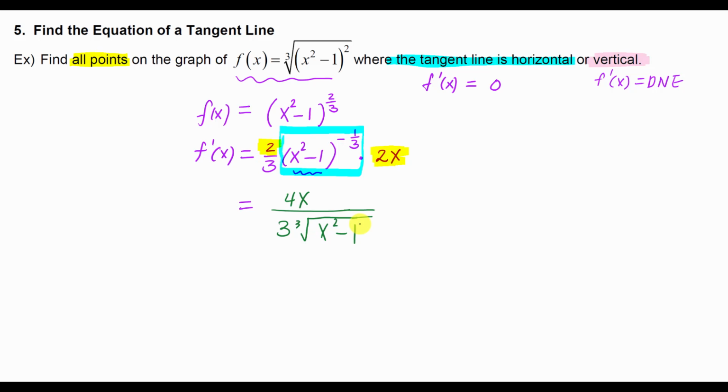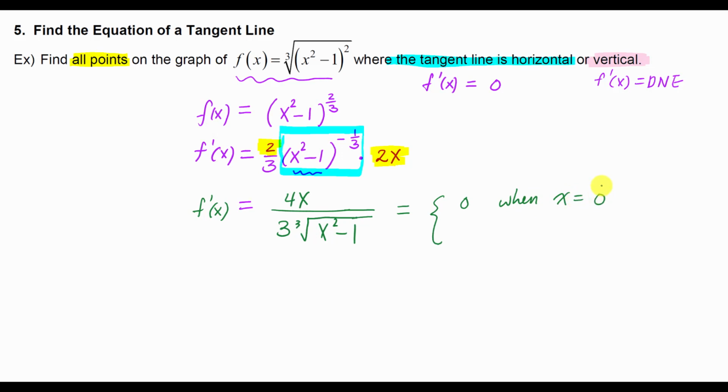And you just found your derivative function. So now look at it. This is your f prime of x. And when is this f prime of x equal 0? This is a rational expression. Any rational expression is 0 when the numerator is 0. So this numerator is 0 when x is 0. So f prime will be equal to 0 when x is equal to 0.